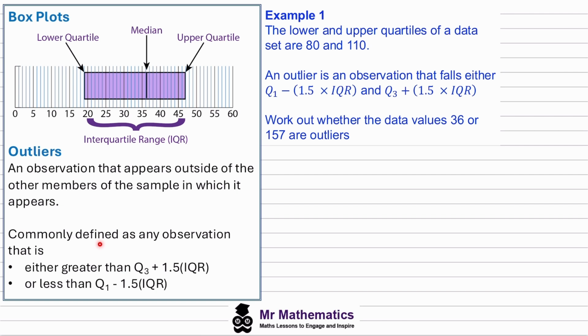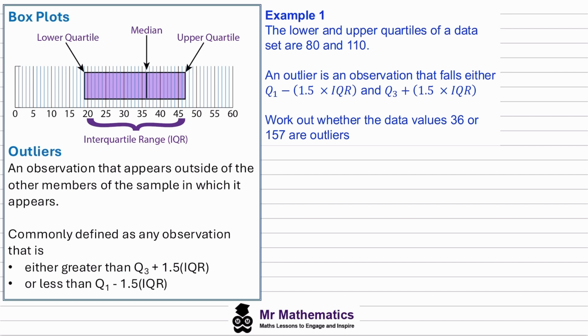And it's commonly defined as any observation that's either greater than the upper quartile Q3 plus 1.5 lots of the interquartile range. So that would make it up here somewhere. Or it's less than the lower quartile Q1 minus 1.5 lots of the interquartile range. So that would be down here. And we need to identify outliers so we can remove them from our data set. This is known as cleaning our data.